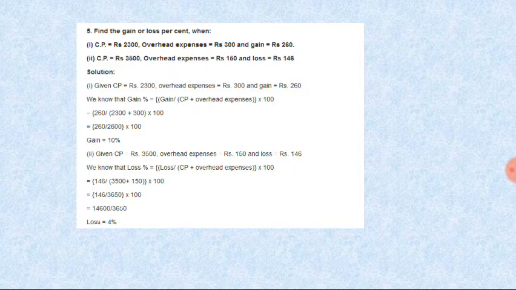Gain percentage 10%. Given CP is equal to rupees 3500, overhead expenses 150, loss equal to rupees 146. Loss percentage, loss by CP plus overhead expenses into 100. Loss value 146 divided by 3500 plus 150 into 100. 146 divided by 3650 into 100.